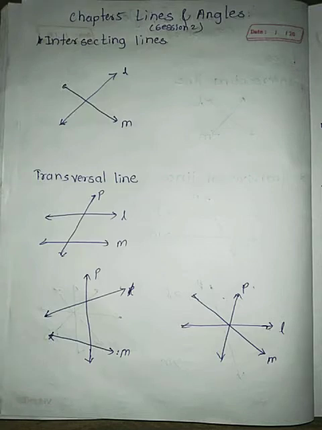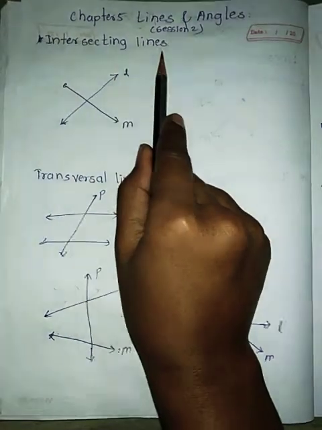Now we will see intersecting lines. In that, there are different types of lines: intersecting lines, parallel lines, transversal lines, and in that again we will learn types of angles. Now first we will go to the intersecting lines.